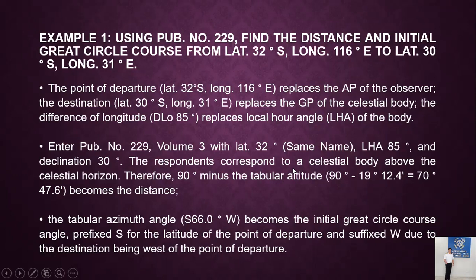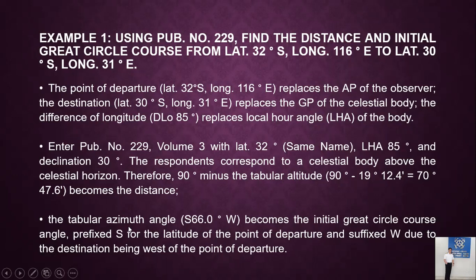The values correspond to a celestial body above the celestial horizon. Therefore, 90 minus the tabulated altitude, 19 degrees 12.4, will be equivalent to 70 degrees 47.6 minutes. Multiply it to 60, you will be able to get the distance. The tabulated altitude is taken from the volume. You tabulate it from which latitude and the declination. Remember that, gentlemen, from which latitude and declination.